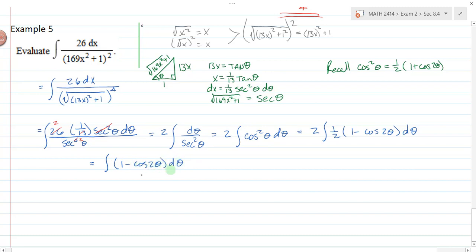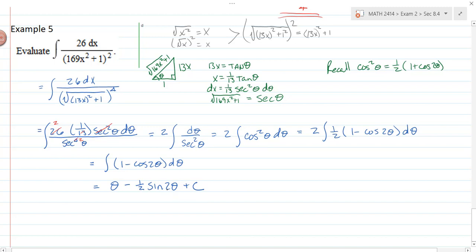When I integrate 1, I'm going to get theta minus, and then cosine of 2 theta, when I integrate that, that's going to give me 1/2 sine 2 theta plus c. Well, now we have a problem because this triangle uses the angle theta, not the double angle 2 theta. What can we do to change this sine 2 theta into a theta?